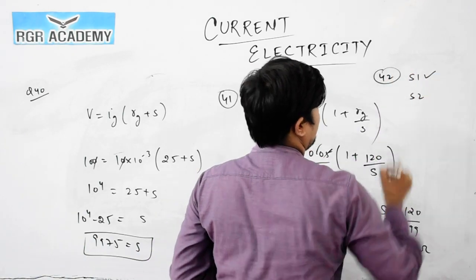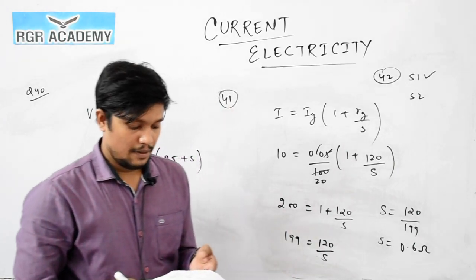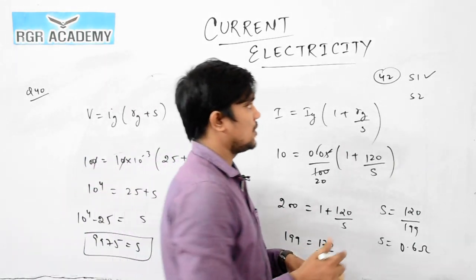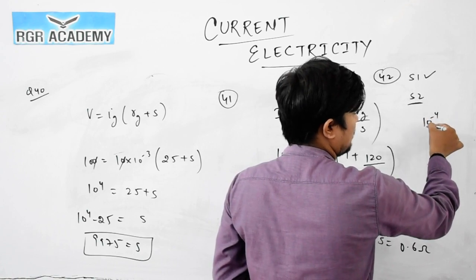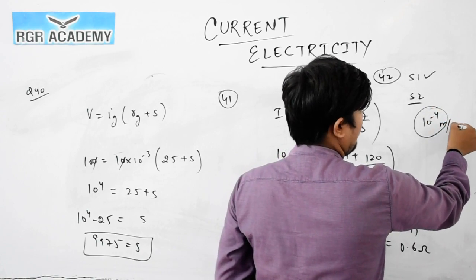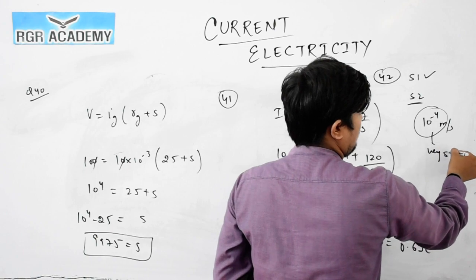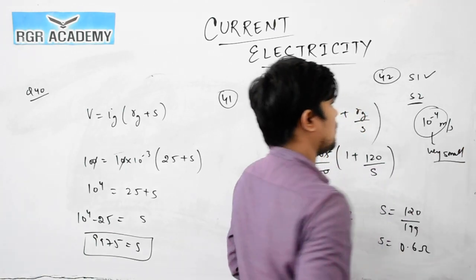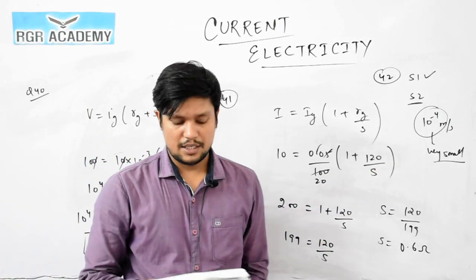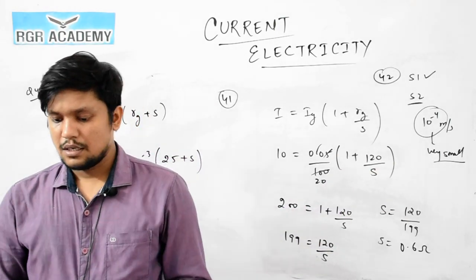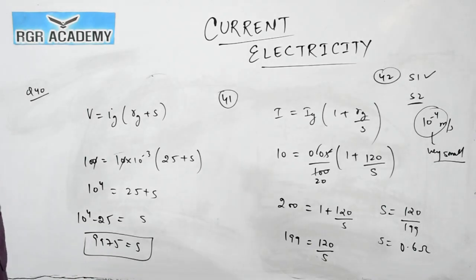For the second statement, they have given that the drift velocity is very high, but as we know, the drift velocity of electrons in a metal is of the order of 10 to the power minus 4. So that is very, very small. So that is wrong. The second statement is wrong, because the drift velocity is very small, it is not very high. Now question number 43.